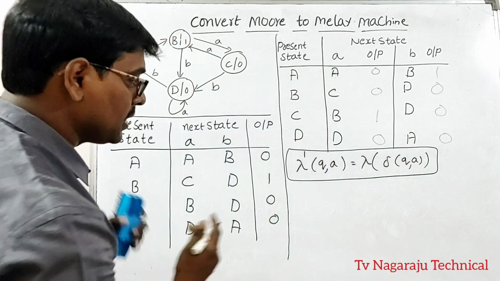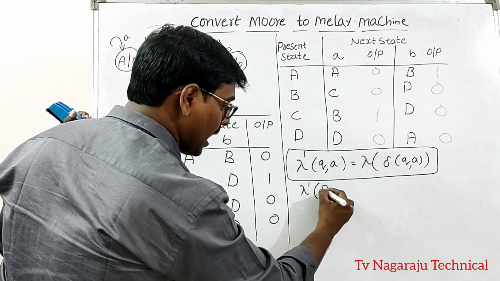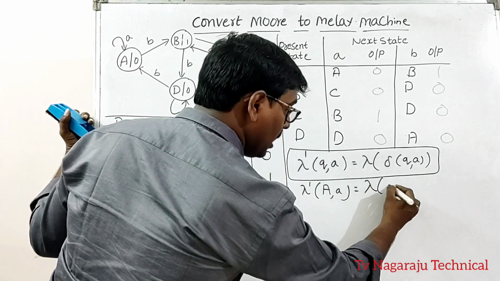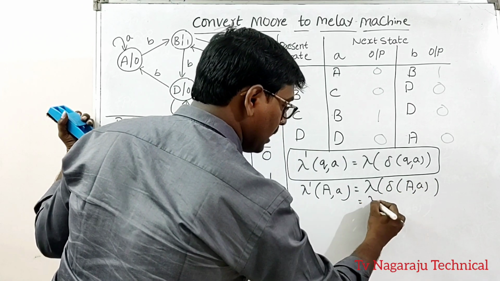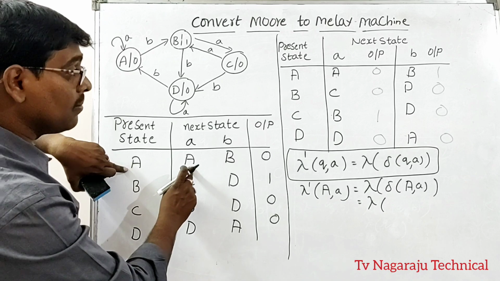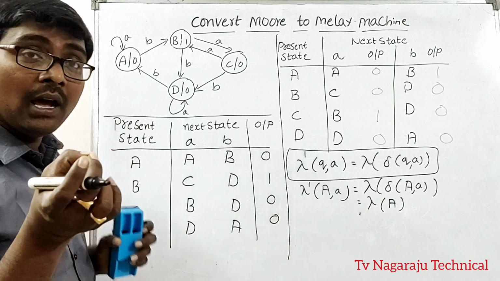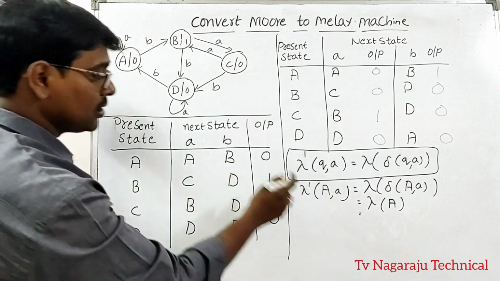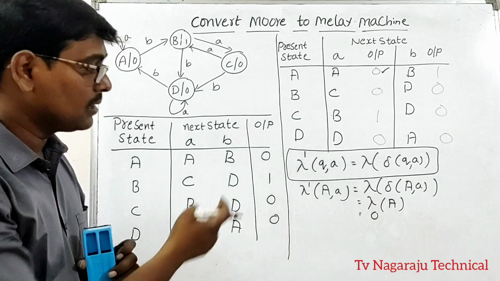If you want, check step by step. First, lambda dash of what is my state? Capital A with the input small a moves to lambda of delta of a comma a. See this one? Lambda delta means transition. Capital A on small a moves to capital A. Now lambda of A means the output for state A. What is the output for state A? 0. Here I already wrote 0, right? Clear? This is the way.